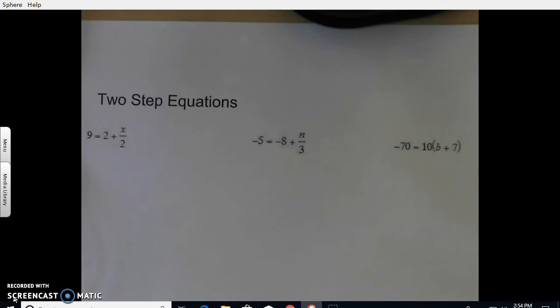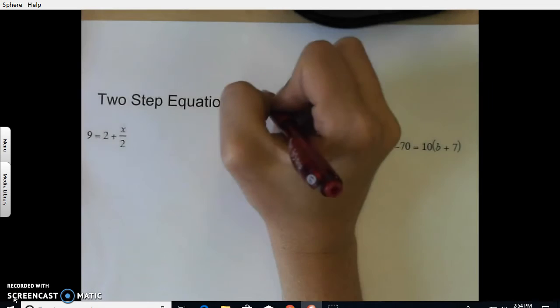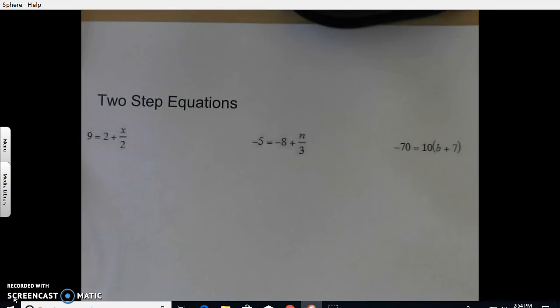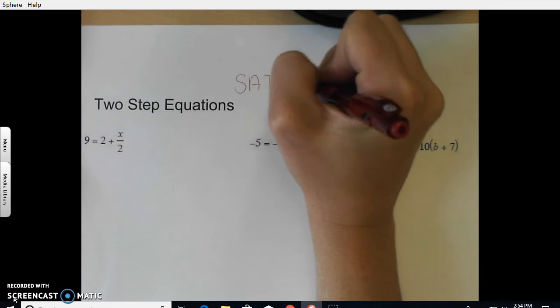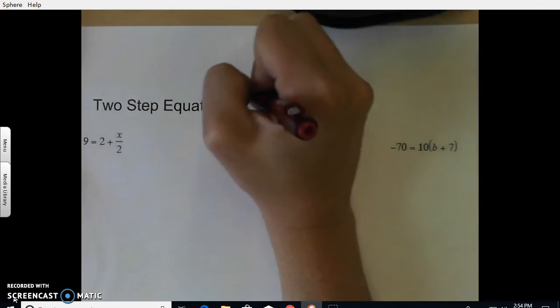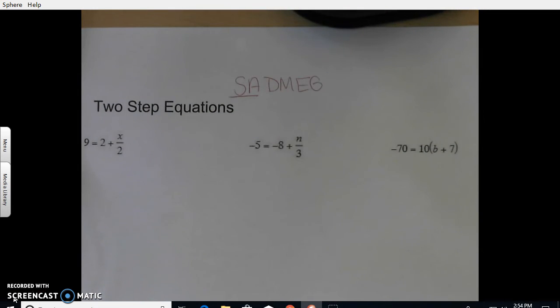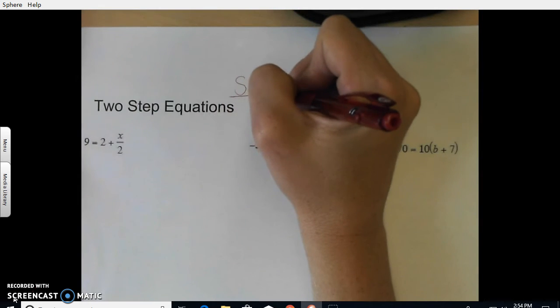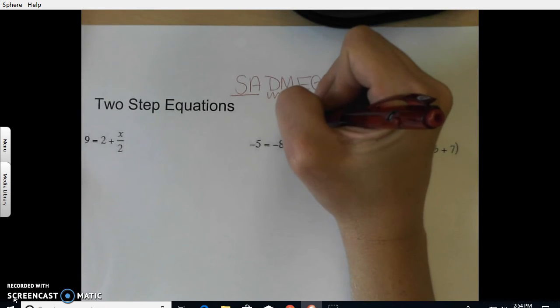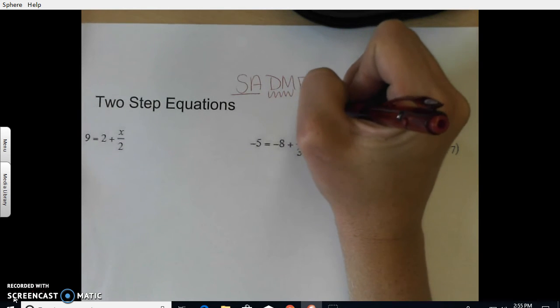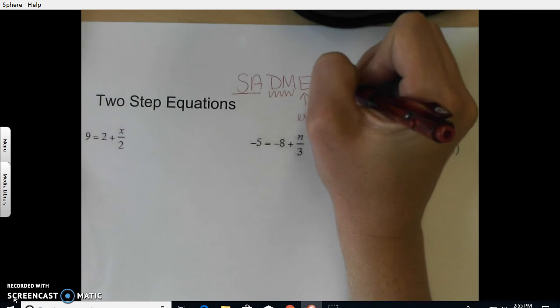Two-step equations. We need to use opposite operations or inverse operations in order to get the variable alone. We want to do the reverse of PEMDAS, which is SAD-MEG, where subtraction and addition come first, then it's division or multiplication, then it's exponents, and then it's grouping.